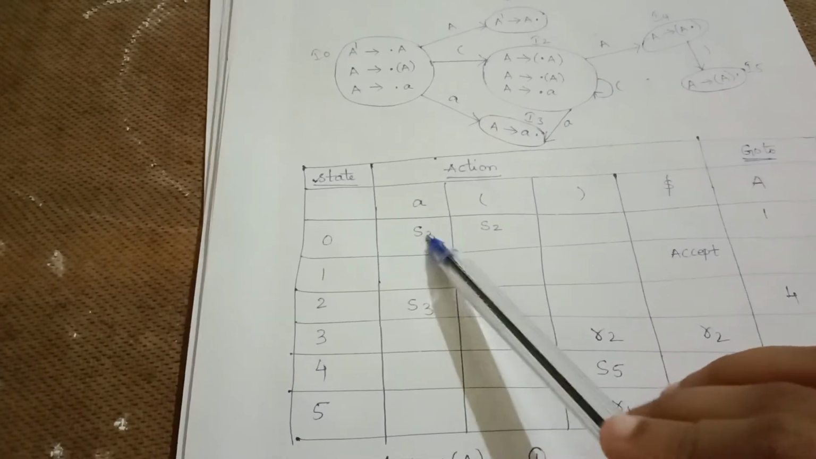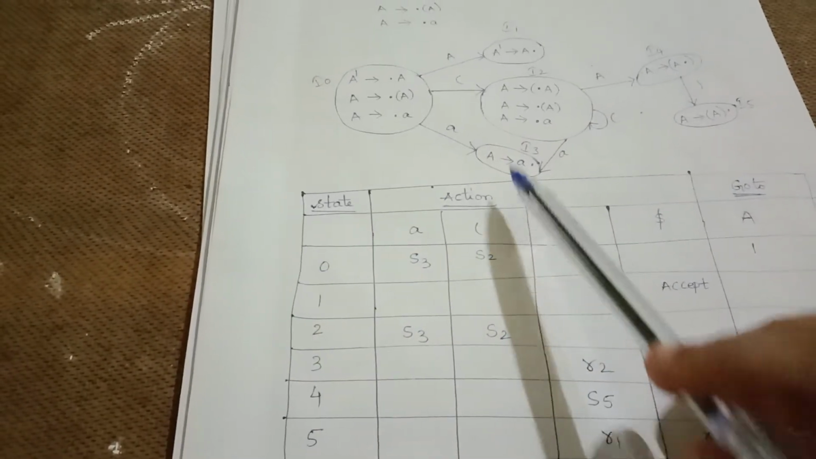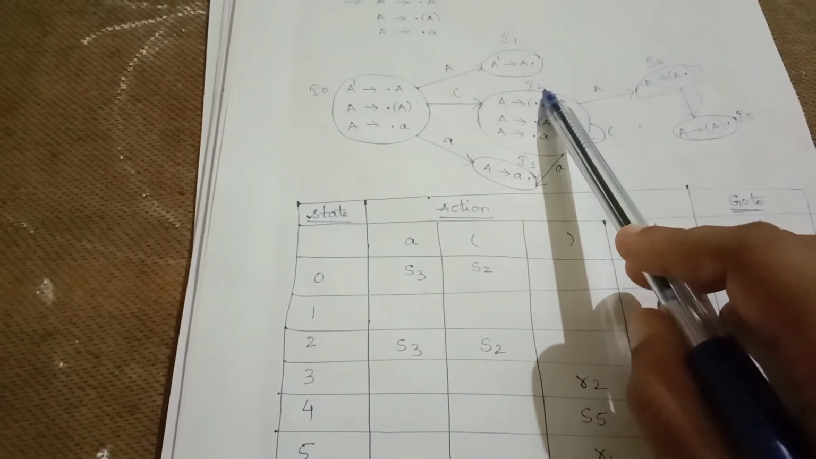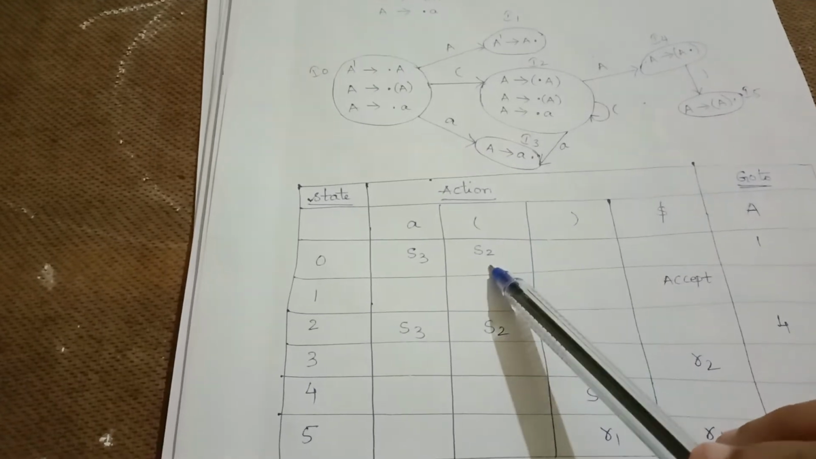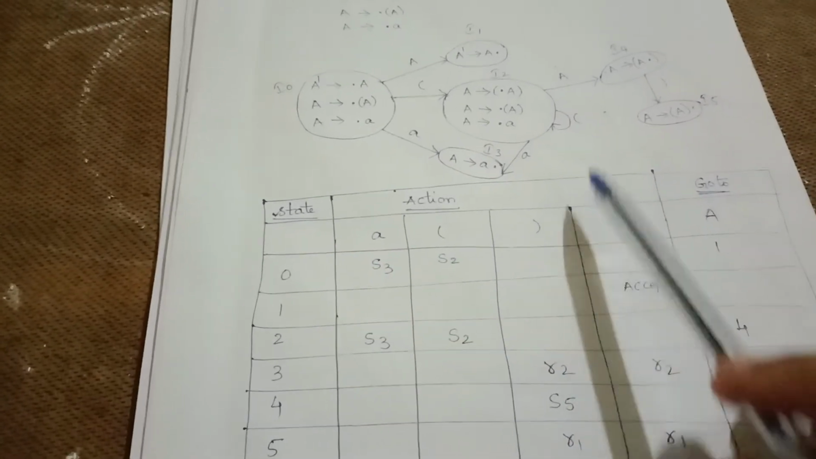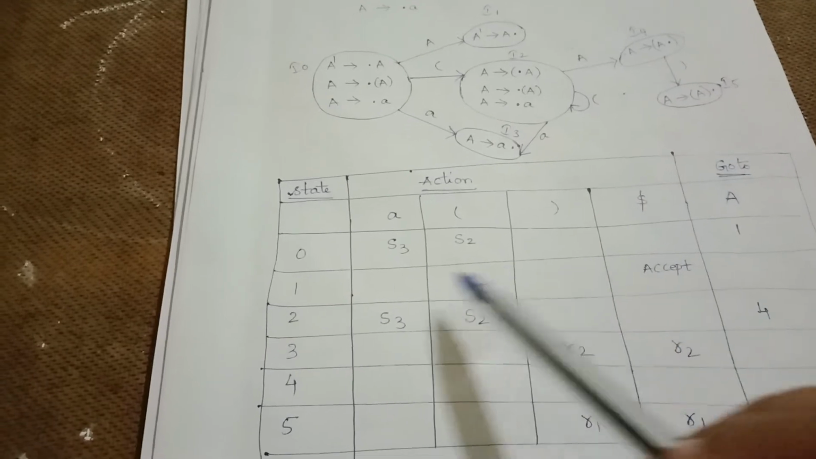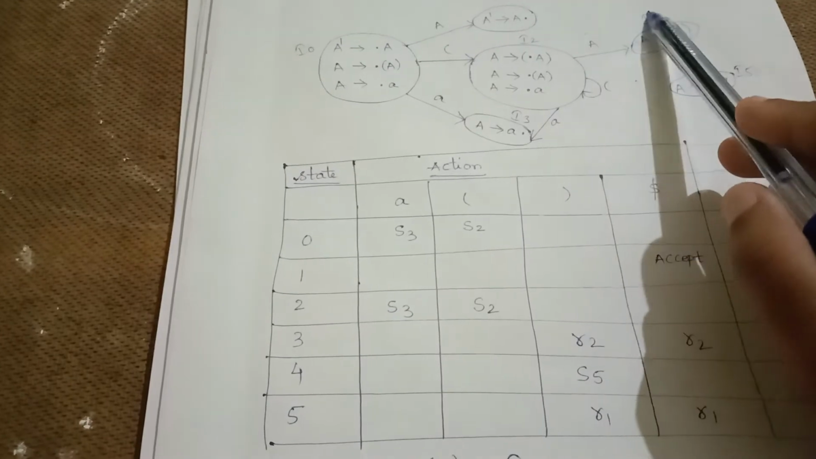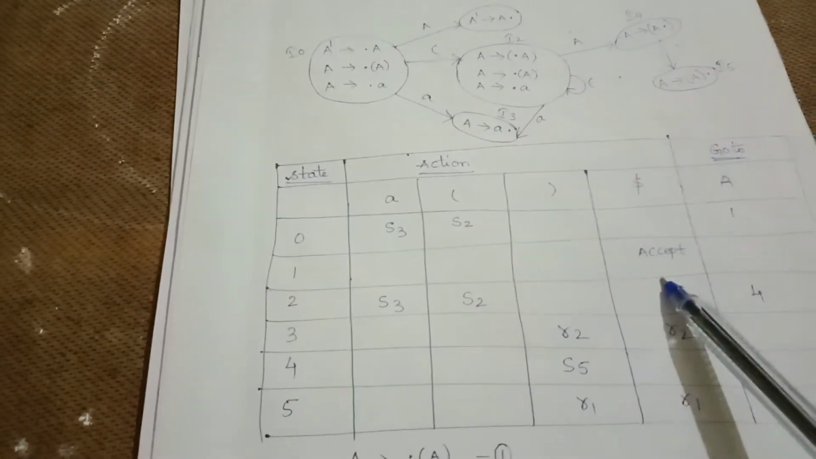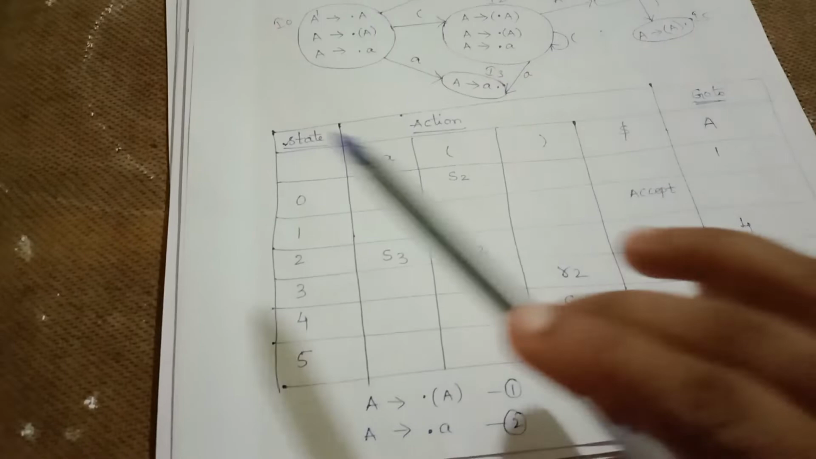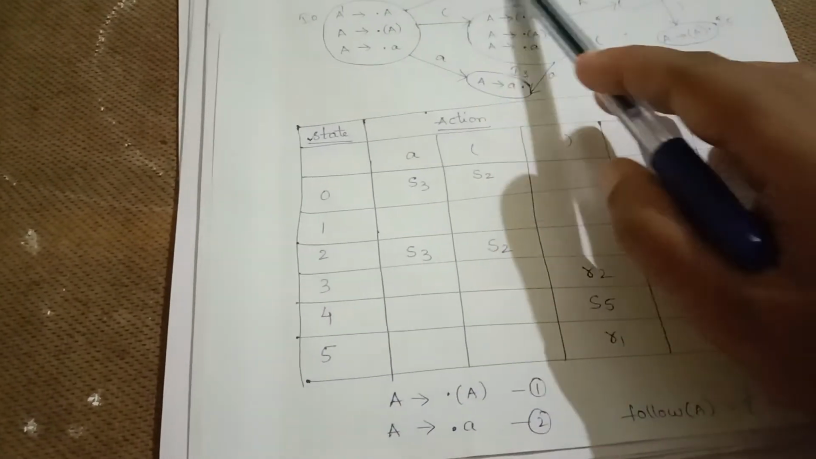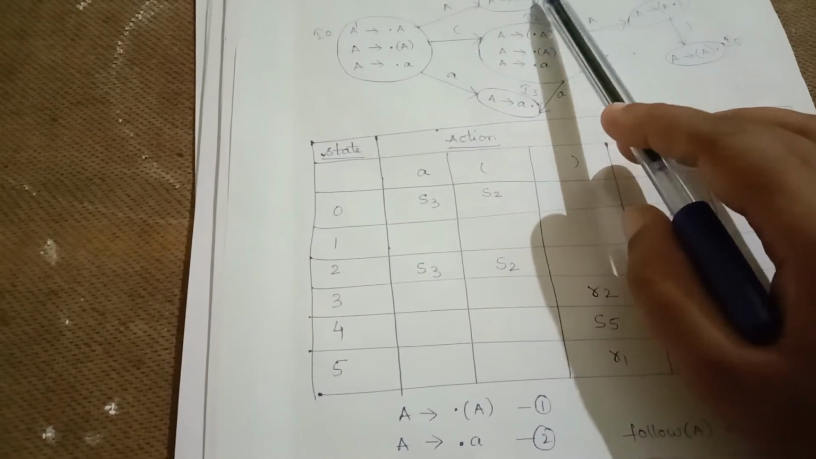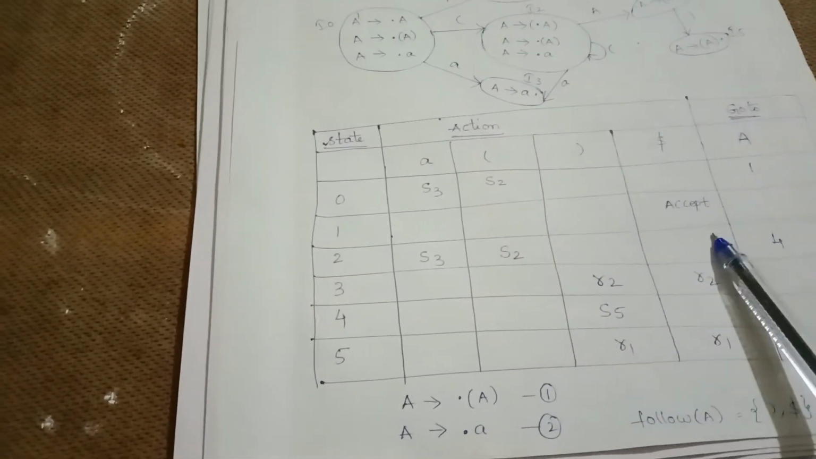So we have written here as S3. And 0 on left parenthesis, that is state 0 on left parenthesis, it is moving to I2. That's the reason I have written S2. And 0 on right parenthesis and dollar, we don't have anything, I didn't write anything. Now I1 on dollar we need to write as accept, it is mandatory. I1 state is nothing but the augmented production grammar. So wherever the augmented production is there, for that on dollar you need to write accept.